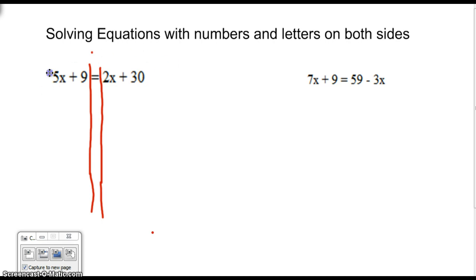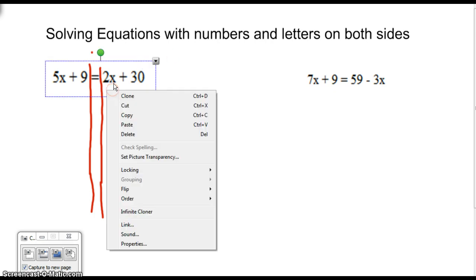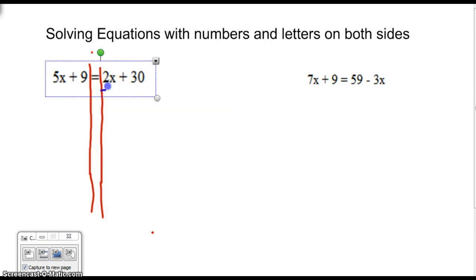So, I see there's x's on both sides, and there's numbers on both sides. You can start by subtracting or canceling out either one, or any of these four. There's not a wrong first step. As a rule of thumb, just personally, I like to subtract the x's first. So I'm going to subtract 2x from both sides, minus 2x, minus 2x.